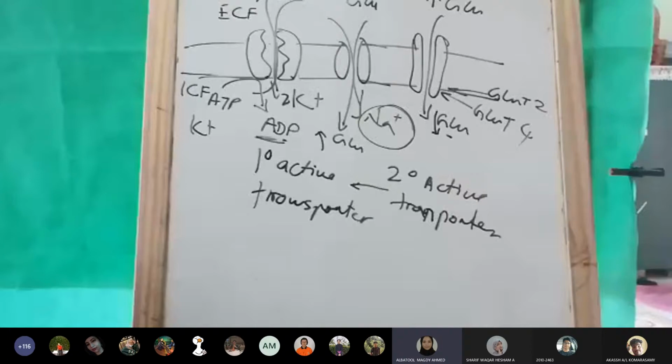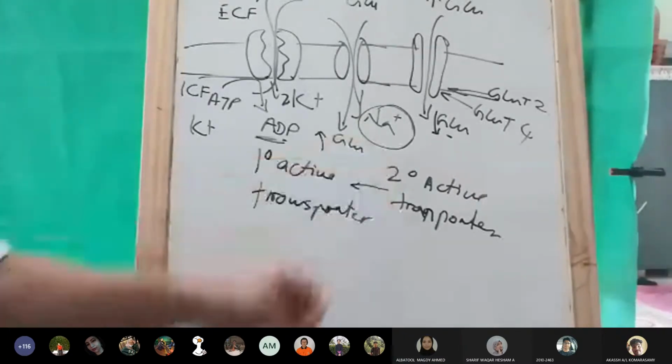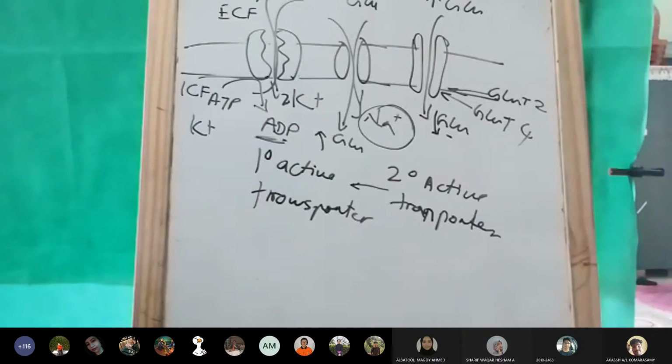Yes. Okay. But if they are secondary active transport, that means they can transport glucose. So they are not ion transporters only. They also transport molecules. So that might not be true.